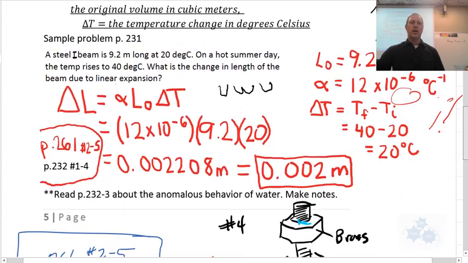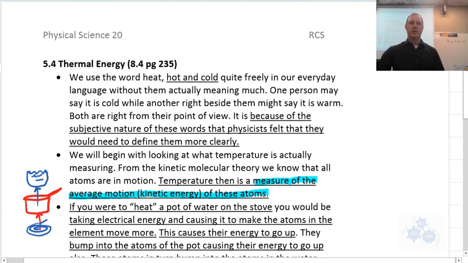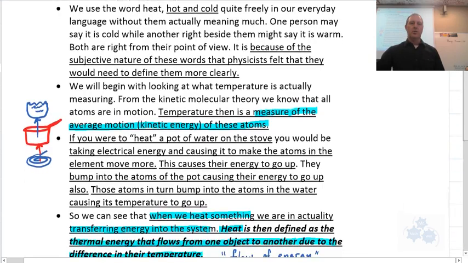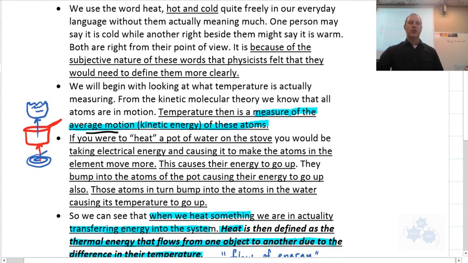Okay, so we did some sample problems there before, calculated change of length and that sort of thing. Hopefully your homework is all done, so you've had some practice with that. We talked about thermal energy. Temperature is the measure of average motion or kinetic energy of atoms in a material. That's the temperature. Temperature and heat are very different. Heat is the transfer of energy.